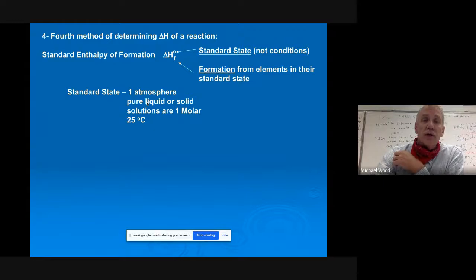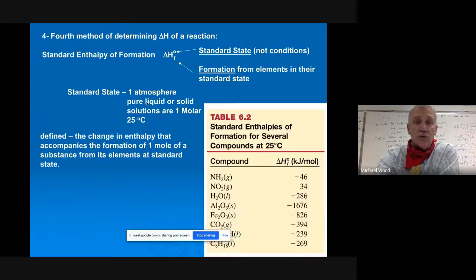And this is where you are going to be getting values from a table. So that superscript 0 just means standard state, kind of like STP but different conditions. So standard state is 1 atmosphere pressure, it's a pure liquid or solid, and solutions are 1 molar. And then the F just means formation. So in other words, and I'll show you here in a second what I'm talking about with formation, just the elements that the compound is made up of that they react with.